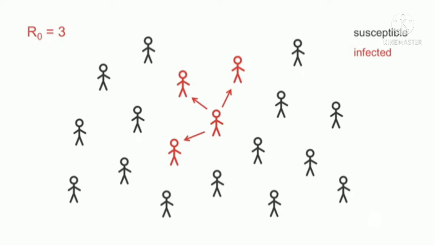So let's say this COVID-19 patient gives the disease to these 3 individuals. And let's say these 3 individuals give the disease to 3 other individuals in turn. Then this is what the situation will look like after some time.